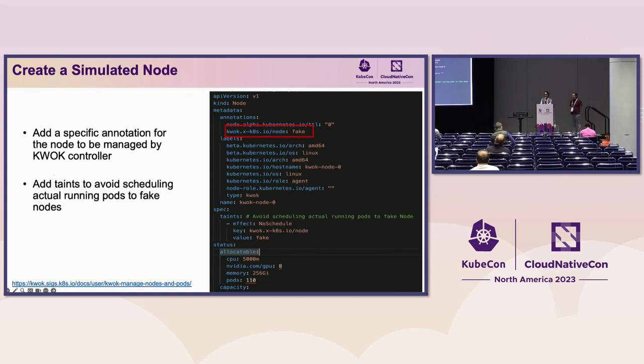And also you need to add taints to avoid scheduling actual running pods to fake nodes. And with these two minor modifications, when you do a kubectl apply on this file, you'll create a fake node that will be eventually managed by KWOK controller. Moreover, we can customize the node resources. So for example, here we have set the node to simulate the GPU capacity of 8.